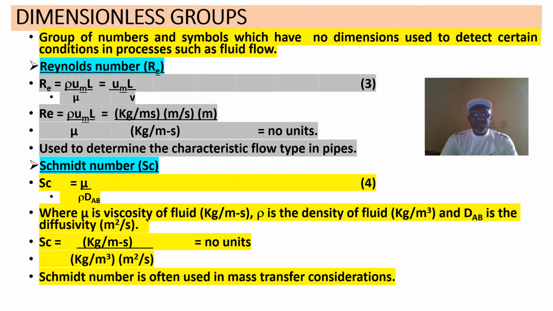Dimensionless groups. We met the Reynolds number before. As we can see from equation 3, if we substitute, it has no unit. Another one is Schmidt number, where mu is the viscosity of the fluid, rho is the density, and D_F is the diffusivity. If we also substitute, it has no unit. So Schmidt number is often used in mass transfer considerations.